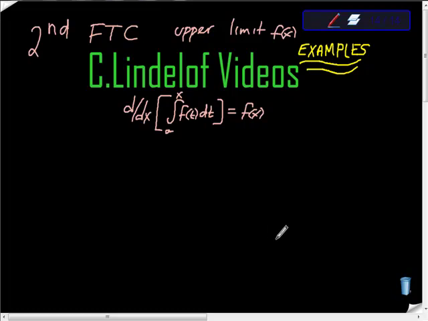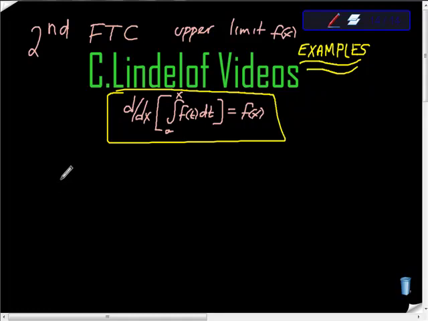Second fundamental theorem of calculus. I want to talk about a couple of examples where the upper limit is f of x instead of x, because it gives us something a little bit different. So starting with the idea that I'm assuming you're cool with this, that the derivative d/dx of the definite integral from a to x of f of t dt is just f of x. I proved that in the last two videos, but this one I just wanted to show you a couple of problems that you might see. So let's look at this.